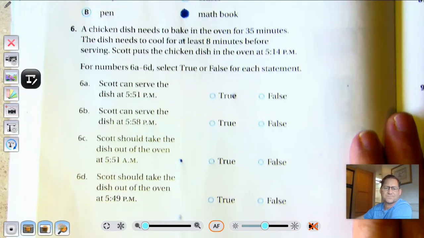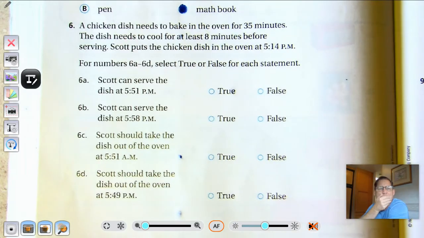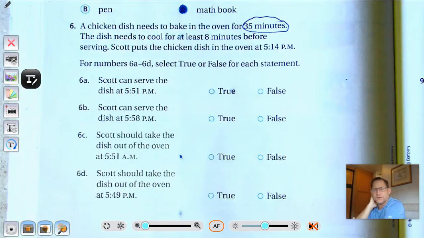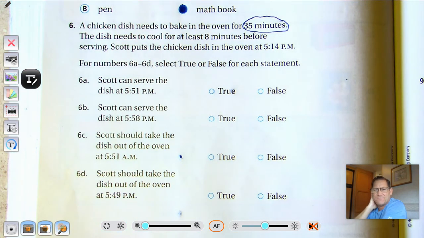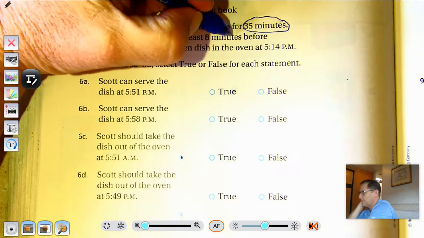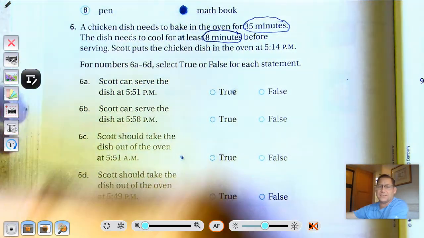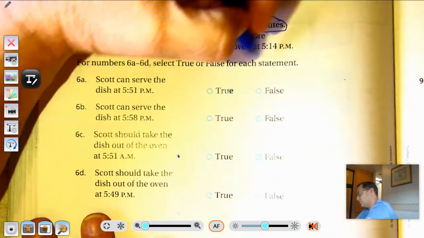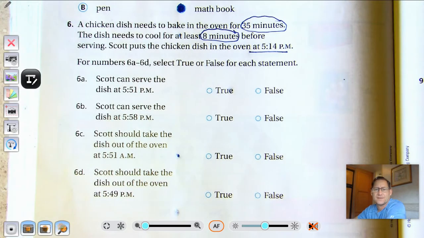All right, how about number 6? All right, so a chicken dish needs to bake in the oven for 35 minutes. Okay, so it takes 35 minutes until the chicken is done. And then it needs to cool for 8 minutes before serving. Okay, so I gotta wait 8 more minutes before I can actually give it to a guest or before I can eat it. Scott puts the chicken dish in the oven at 5:14 p.m. Okay, so he starts at 5:14, takes 35 minutes to cook and 8 minutes to cool.